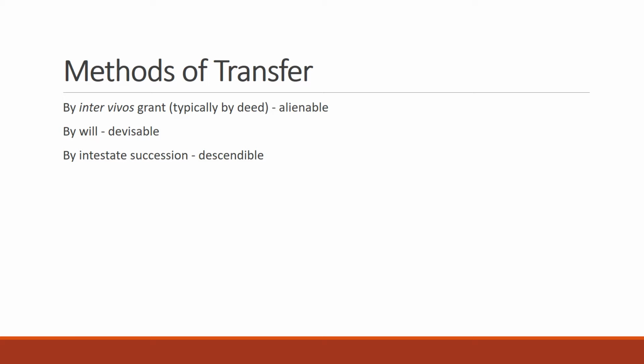So what's intestate succession? Well, if someone does not leave a will or a trust instrument, then property passes through intestate succession. And intestate succession means that a set of state rules or default rules apply, and the property is transferred based on what those rules are. So these are the three methods for transfer. It can be done in inter vivos grants, which are typically done through deeds. It can be done by will, or it can be done in intestate succession.